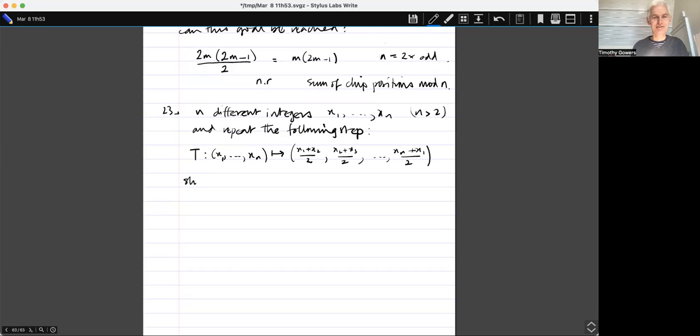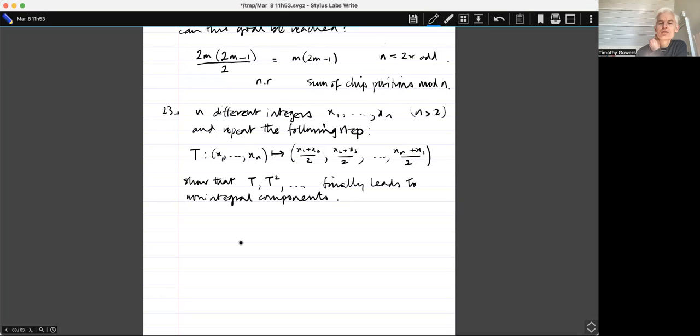Show that, oh, this is nice actually. Show that T squared and so on finally leads to non-integral components. Or to put it slightly differently, show that we do not have integer vectors forever and ever. So I hesitated there because I thought, well, surely you can, because if you start with just 1, 1, 1, 1, 1, 1, 1, 1, then you'll just get 1, 1, 1, 1, 1, but of course then they're not different integers.